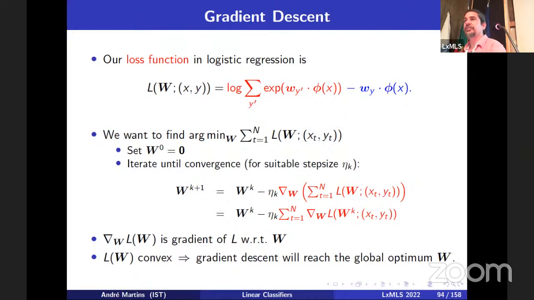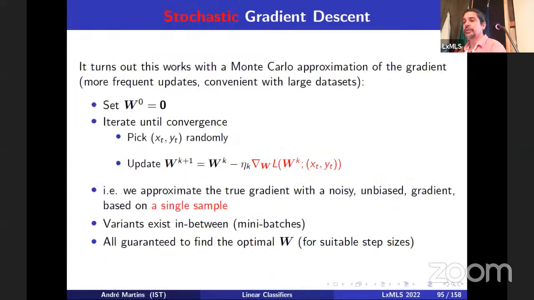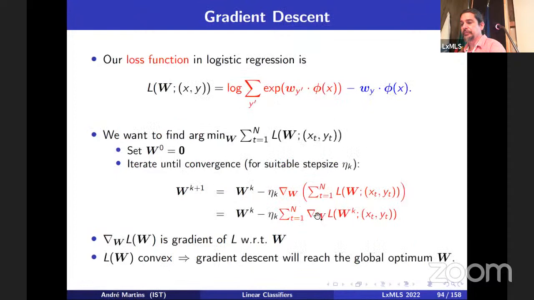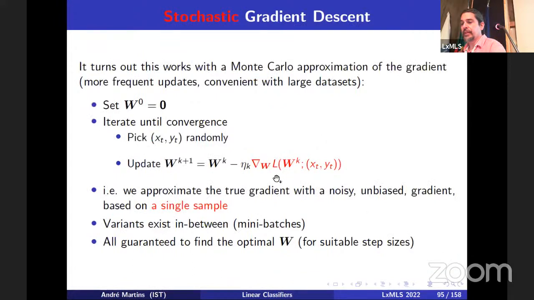If your data set is large, this is going to be too slow, and so it's common to do more frequent updates. One extreme case of that is stochastic gradient descent, where instead of computing the gradient of the entire objective, we do a very noisy estimate of the gradient: we randomly sample one example and compute the gradient only with respect to that example. So instead of doing this sum here, we randomly sample xt, yt, and compute the gradient with respect to that data point. By doing that, we do a lot more updates on W. In practice, this is going to converge a lot faster.